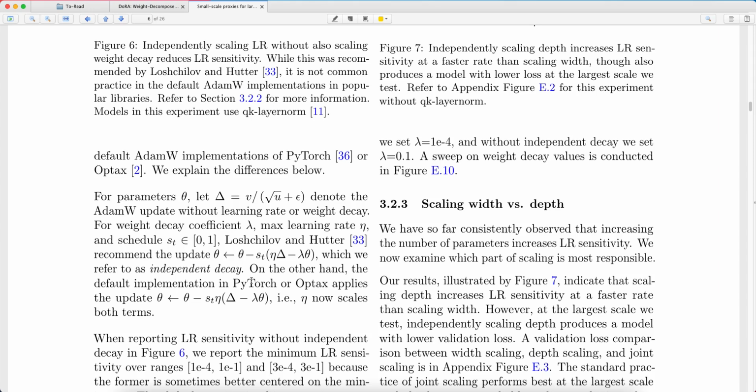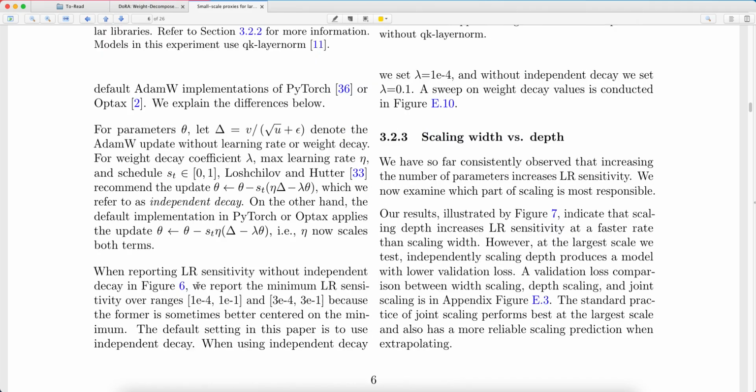On the other hand, the default implementation in PyTorch applies the update where eta scales both terms. So the weight decay is being multiplied by the learning rate. Instead of here, the weight decay is only multiplied by the weight, not the learning rate. When reporting LR sensitivity without independent weight decay, in figure 6, we report minimum LR sensitivity over ranges of this and this because the former is sometimes better centered on the minimum.